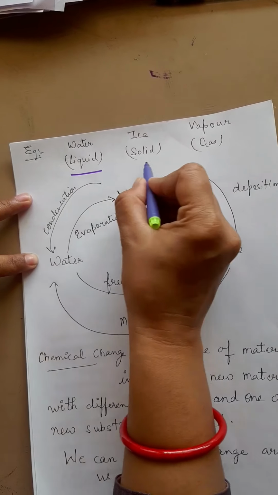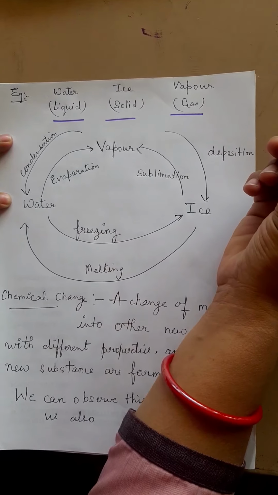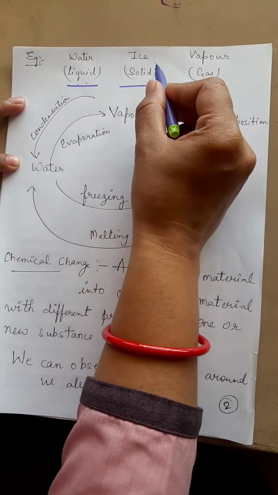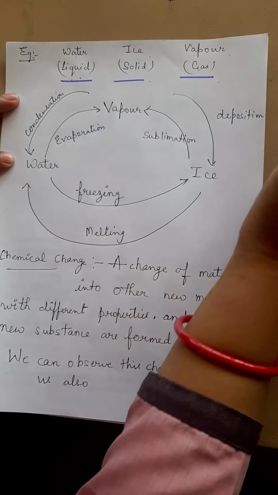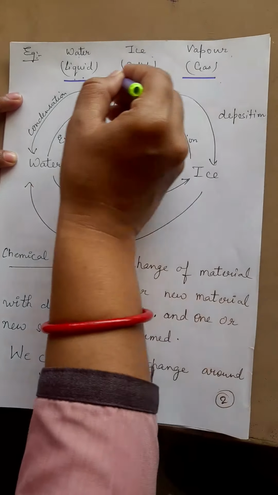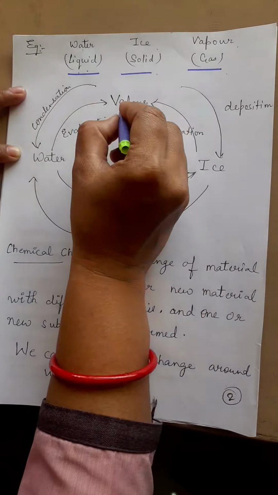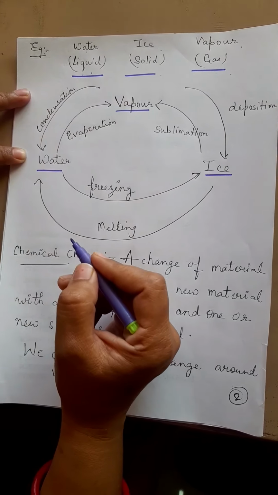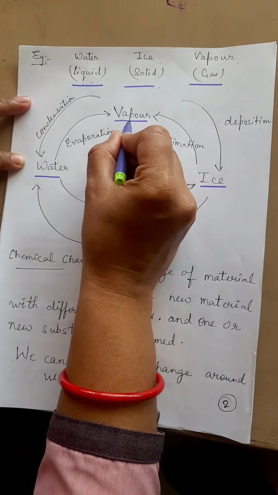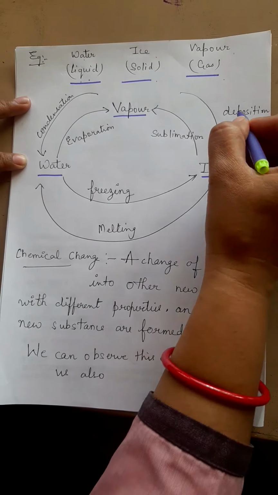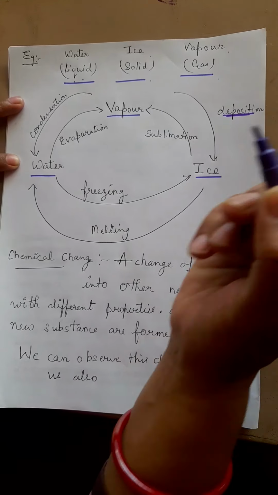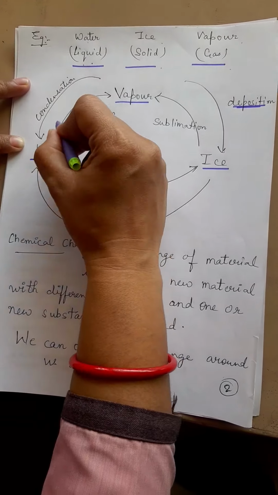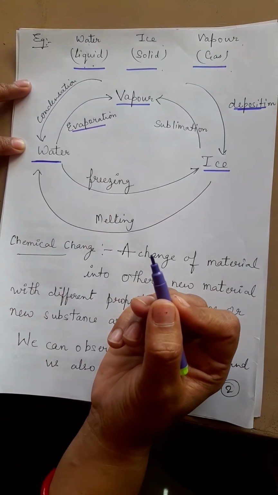Here I have taken the three forms of water: liquid, solid and vapor. Water, liquid form; ice, solid form; vapor, gas form. You can see the physical change in water: vapor into ice, ice into water, and water into vapor. If vapor converts into ice, this process is called deposition. When ice converts into water, it is called melting. When water converts into vapor, it is called evaporation.